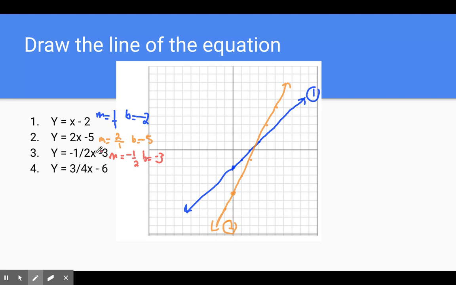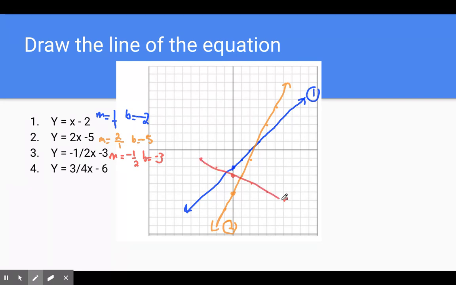Excuse me, that's just a coincidence that all of our y-intercepts are negative. So we go down 3. That's our y-intercept. But now our slope is -1 over 2. So we go down 1 over 2 now. Down 1 over 2. Down 1 over 2. So on and so on and so forth.